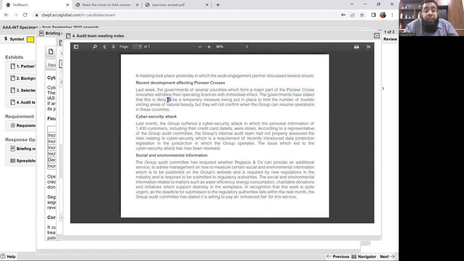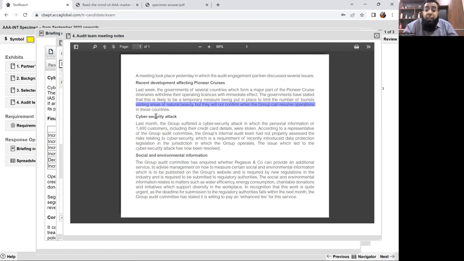The government has stated that this is likely to be a temporary measure being put in place to limit the number of tourists visiting the areas of natural beauty. But they will not confirm when the group can resume operations in these countries. So currently, this is a temporary ban, but we don't know by what time it will be removed. So it is an indicator of impairment of license and Pioneer Cruise assets.